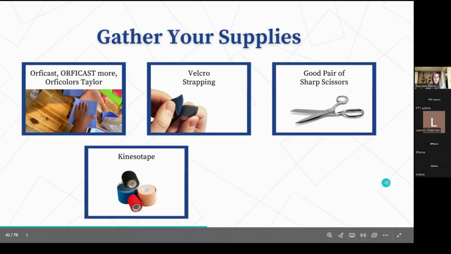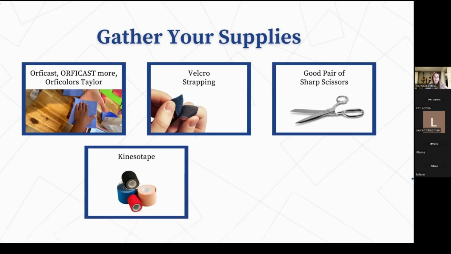I like to have kinesio tape to line all of the splint edges. It's not really necessary, but if you are using something like OrthiColors or Taylor that has micro perforations in them and you make a cut, the kinesio tape can also help smooth that out, and it gives a nice aesthetically pleasing finished edge.